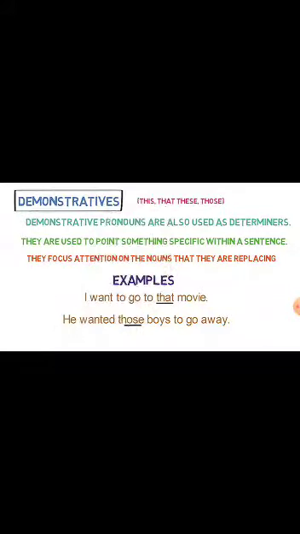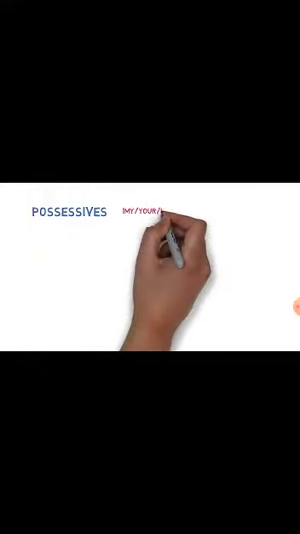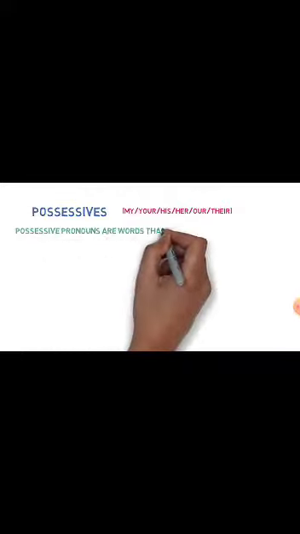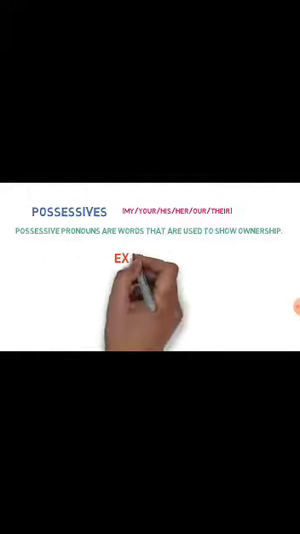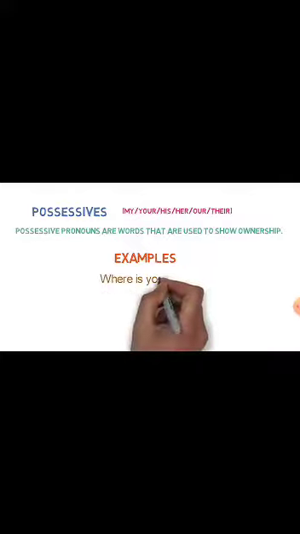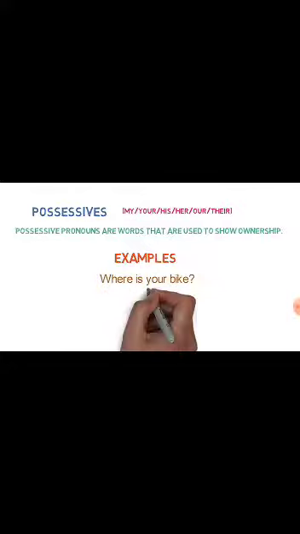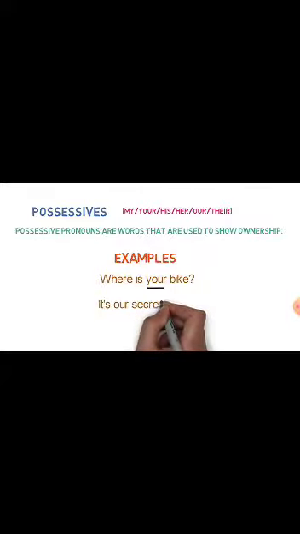Now let's look into the next category, possessives. Possessives are words like my, your, his, her, our, their. Possessive pronouns are words that are used to show ownership. Let's look into examples. Where is your bike? Here we have used your to point out the bike which belongs to you. Let's look into one more example. It's our secret. Here we have used our to point out the secret which belongs to us. As possessives determine the ownership of a noun, they come in the category of determiners.